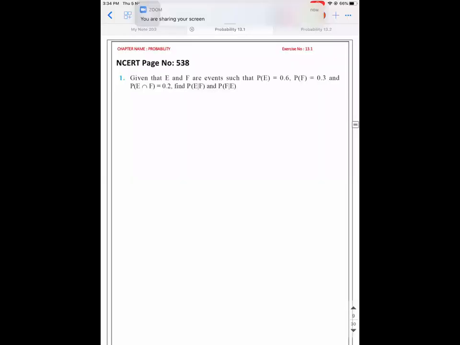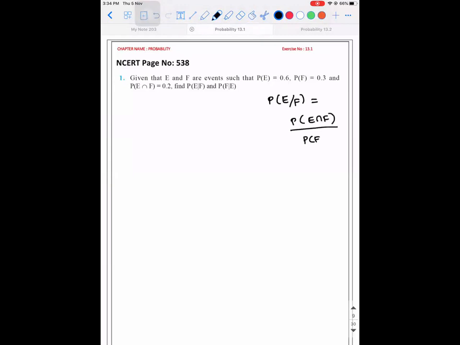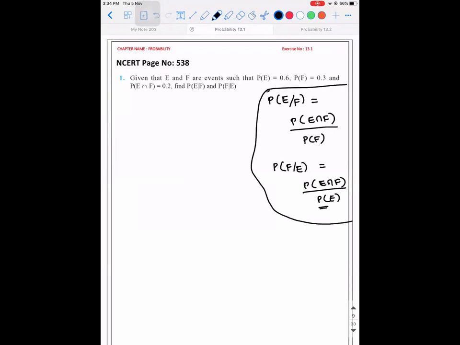Yeah. So we'll start the problems from NCERT in exercise 13.1. Let's see the first problem. So what are all the formulae that we have seen in this chapter in the previous class? Probability of E given F is equal to probability of E intersection F divided by probability of F. Similarly, probability of F given E is how much? Probability of E intersection F divided by probability of E. I hope you remember these formulae, right? So these are the two formulae for this exercise as well as the next exercise also.